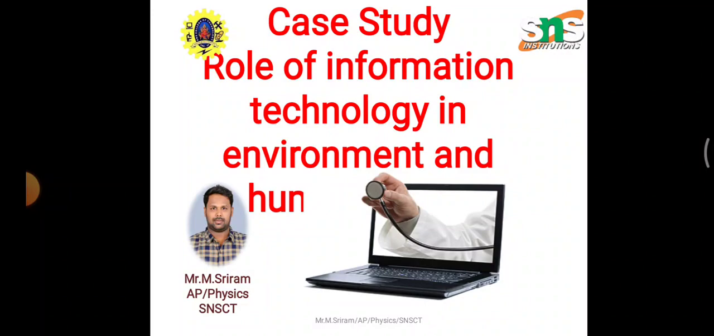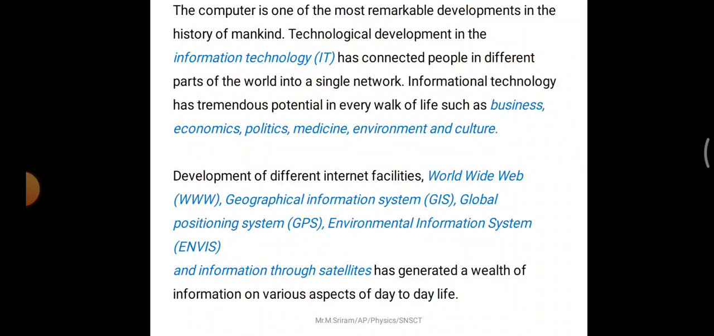The internet facilities, information through satellites, the World Wide Web, and geographical information system provide us up-to-date information on various aspects of environment and weather. The computer is one of the most remarkable developments in the history of mankind. Technological development in information technology has connected people in different parts of the world into a single network.